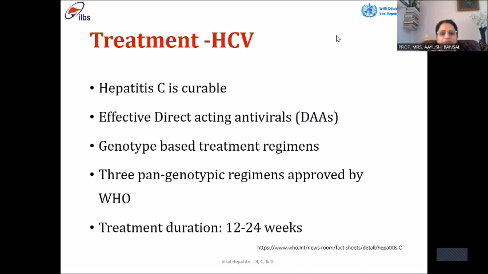Genotype-based treatment regimens. According to genotype or specific treatment we can have in India, there are 3 pan-genotype regimens approved by WHO. But whatever the type of genotype, we have plenty of treatment guidelines and drugs available in India for treatment of hepatitis C virus. The whole treatment duration is 12 to 24 weeks. In hepatitis C, it is good, it is curable, but unfortunately, we do not have its vaccine like hepatitis B.